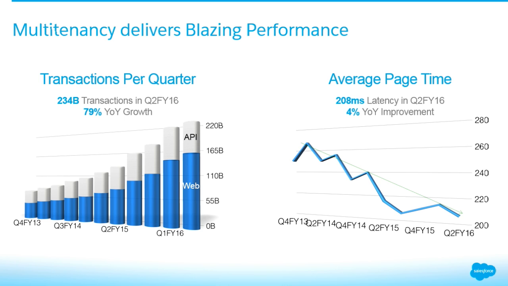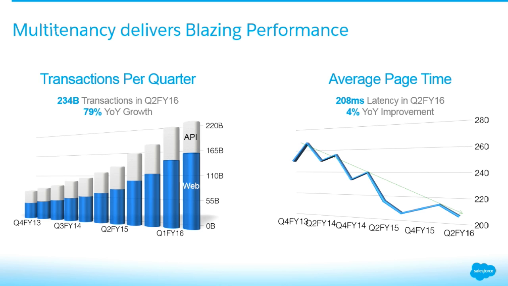We've grown 79% since last year in turnover time. Every quarter we're doing over 225 billion transactions. We're doing over 3.5 billion a day. And around 30 to 40% of those are API calls coming inbound. So we're doing over 1 billion API calls into Salesforce a day. We don't count the outgoing ones.